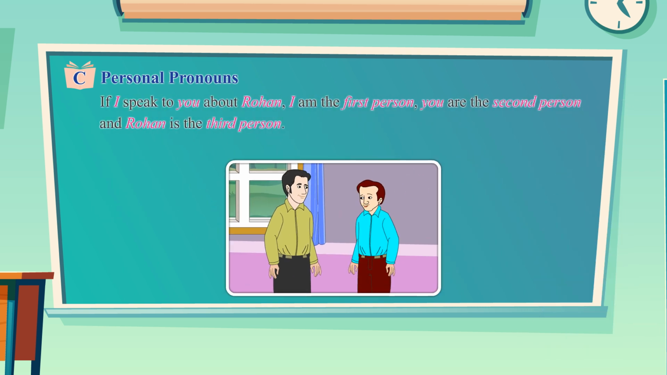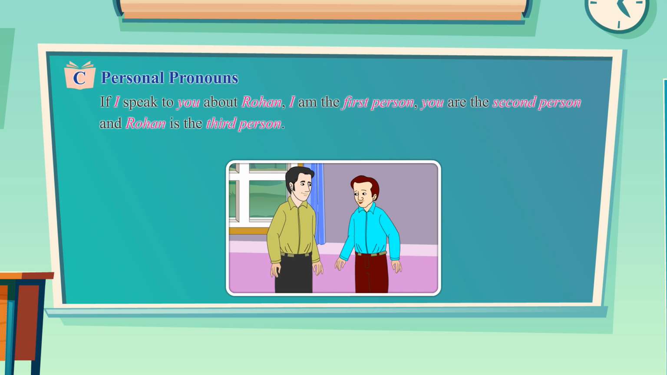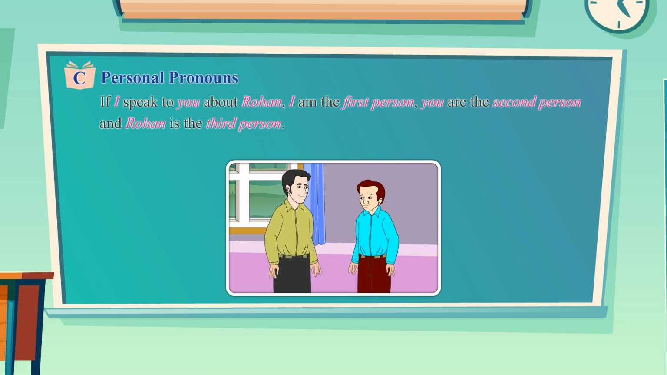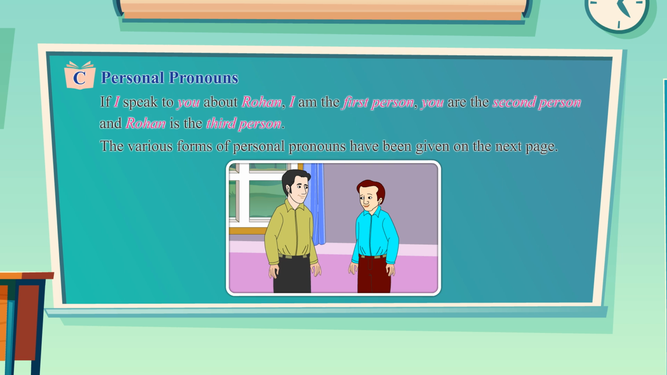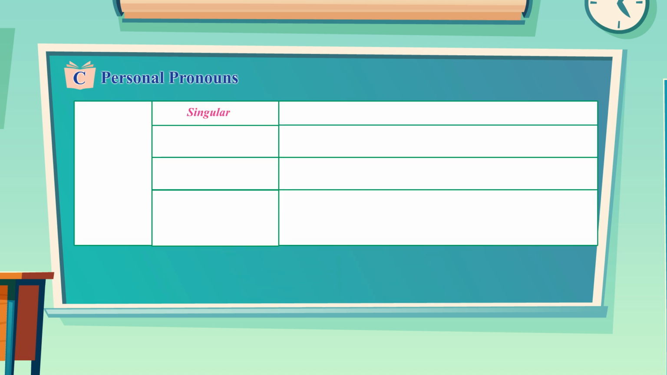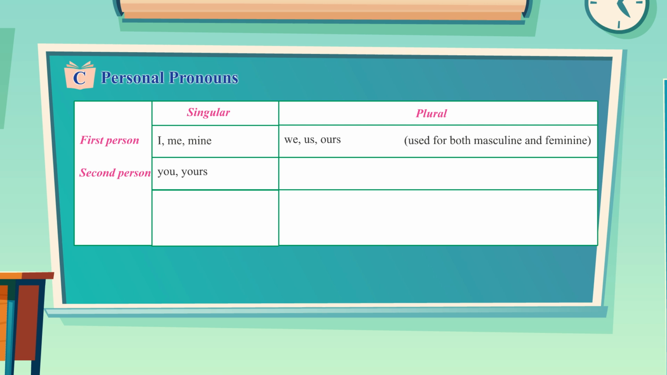If I speak to you about Rohan, I am the first person, you are the second person, and Rohan is the third person. The various forms of personal pronouns have been given on the next page. Singular, plural. First person: I, me, mine, we, us, ours, used for both masculine and feminine. Second person: you, yours, used for both masculine and feminine.